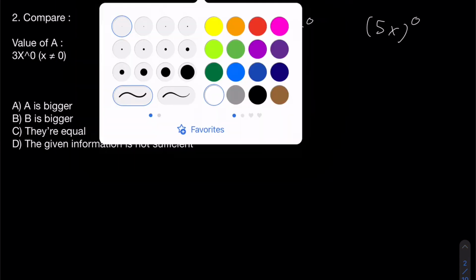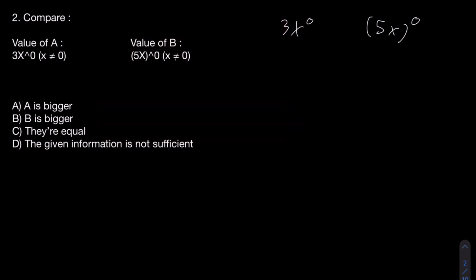Boom. So how do we deal with this? This is what it actually looks like. So 3x to the power of 0, and 5x to the power of 0. Now, we know that anything raised to the power of 0 gives us 1. So whatever x is here, this will always be 1. But here, it's different. It is 3 multiplied by x to the power of 0. So whatever is in here is also going to be 1, but that's just going to equal 3.